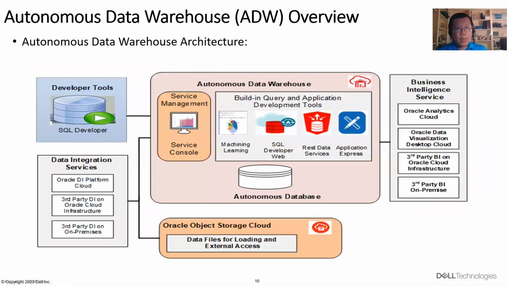So let's look at the Autonomous Data Warehouse environment. Autonomous Data Warehouse has the same database kernel as a regular Enterprise Edition database, so all the machine learning features we talked about are already there. In addition, it has a set of built-in query and application development tools: web-based SQL Developer, application express, and REST data access. If you want to build a simple application, the only thing you need is a browser. You can connect to this environment to build an application, of course leveraging your database schema data inside the autonomous database.